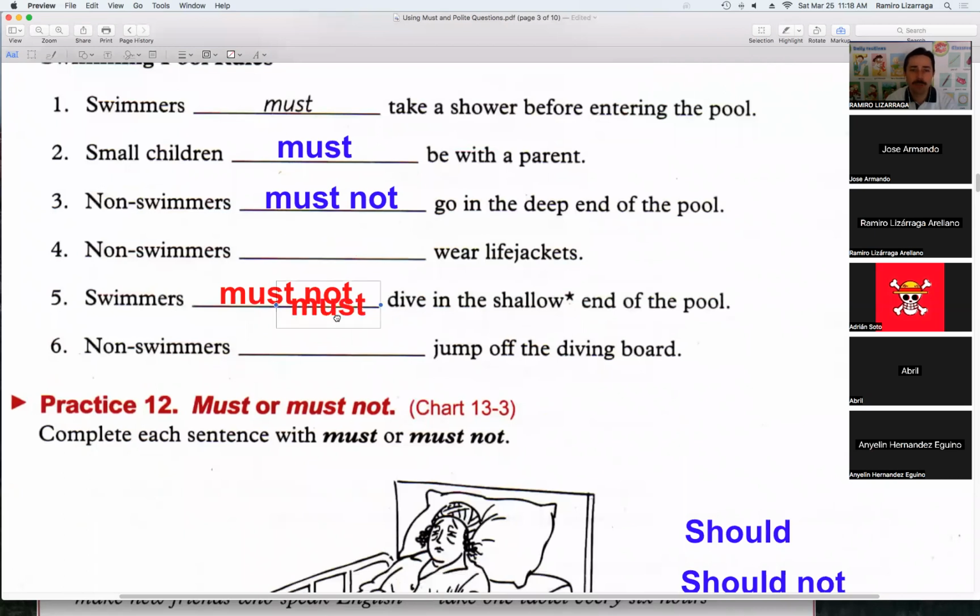Non-swimmers must jump off the diving board. Aquí está, mira, diving board. Esa es la tabla donde te vas a tirar clavados, ¿no? The diving board. So, non-swimmers must jump off the diving board, or must not. What do you think? I think must not. Si no sabes nadar, pues no te tires de la tabla, ¿no? De clavados. Must not jump off the board. Muy bien.